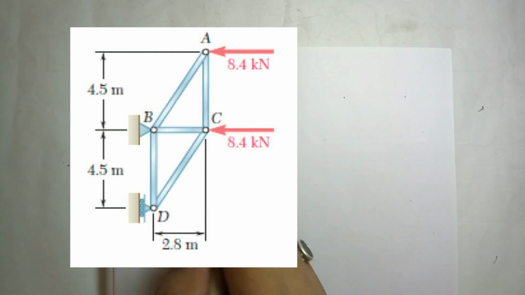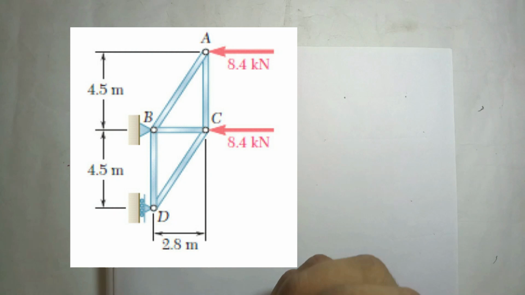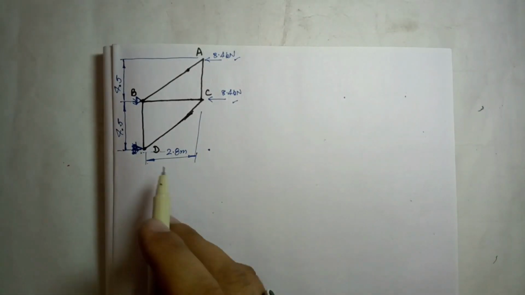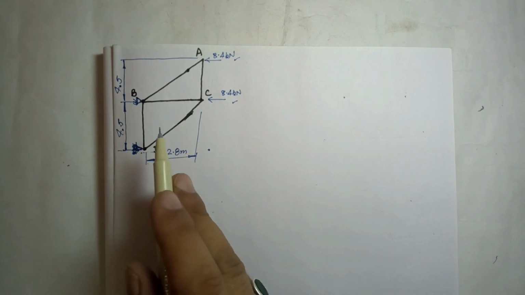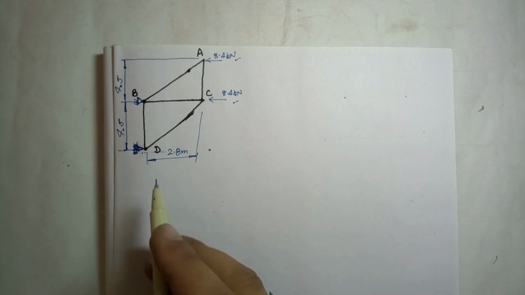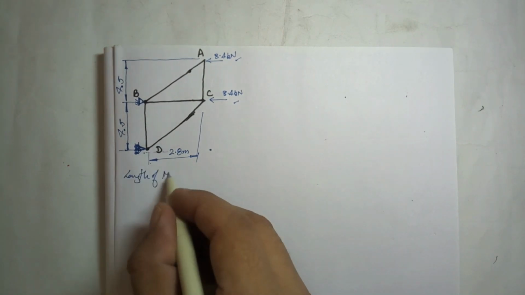Now when we have to solve this question, I have told you there are three steps. First, find out the length of each member, then find out the reactions, and then consider each joint separately. Now for the first, we have to find out the length of each member. I'll talk about the reactions later on. Now what is the length of each member? So we can say length of members.